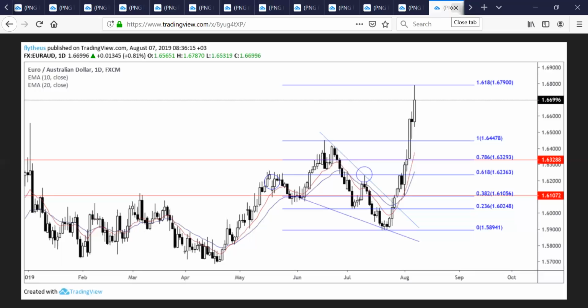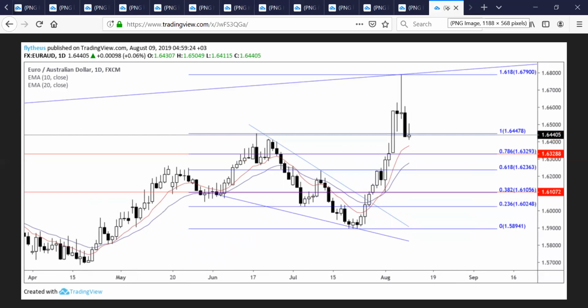All right, I stuck to the plan. The market hit exactly at the 1.618 level. And here's another view.